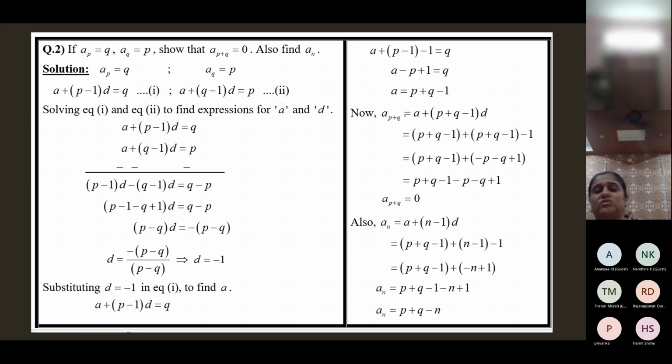So A(P plus Q) is equal to A plus P plus Q minus 1 into D, like A n is equal to A plus n minus 1 into D. So here it is P plus Q, so P plus Q minus 1 into D.